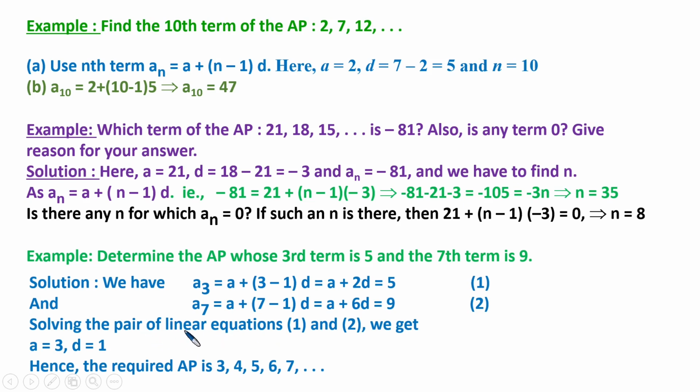In our last lecture, we have shown how to solve two simultaneous linear equations to get a and d. You have two equations here, so you will get a equal to 3 and d equal to 1. Hence the required arithmetic progression is: first element is 3, then you add 1, then you get 4, then again the difference is 1, 5, 6. So this is the arithmetic progression which has been asked.